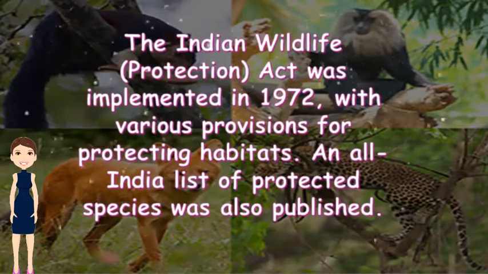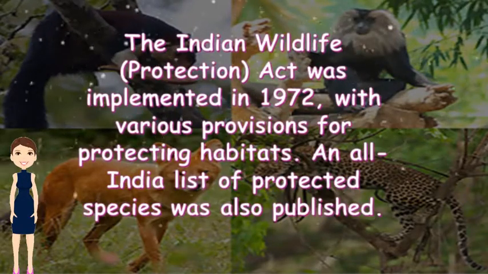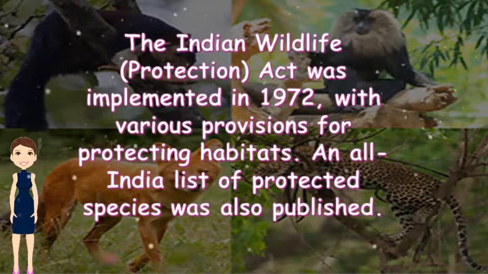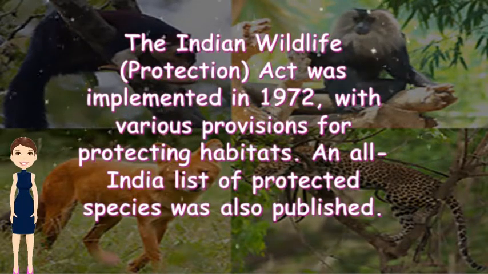The Indian Wildlife Act was implemented in 1972 with various provisions for protecting habitats. An all India list of protected species was also published.